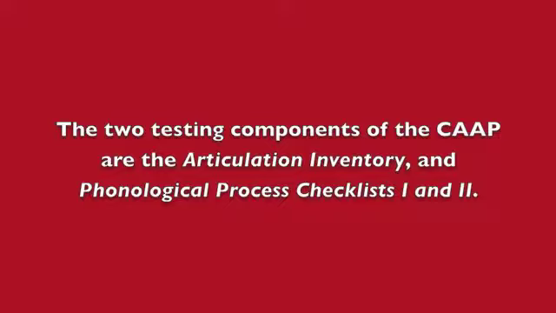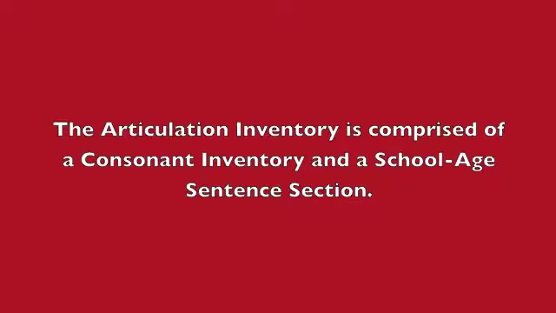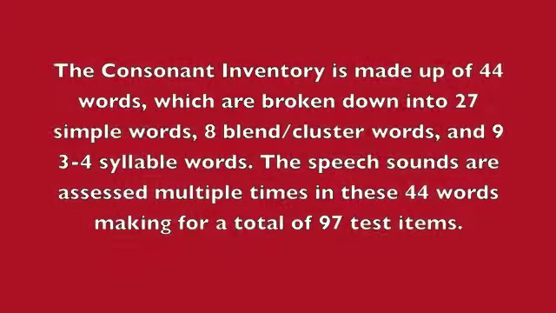The two testing components of the CAP are the articulation inventory and phonological process checklists 1 and 2. The articulation inventory is comprised of a consonant inventory and a school-age sentence section. The consonant inventory is made up of 44 words, which are broken down into 27 simple words, 8 blend cluster words, and 9 3 to 4 syllable words. The speech sounds are assessed multiple times in these 44 words, making for a total of 97 test items.